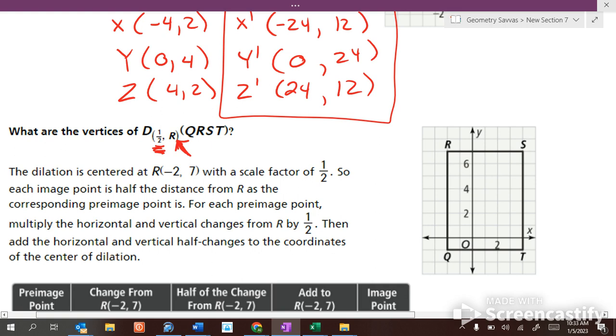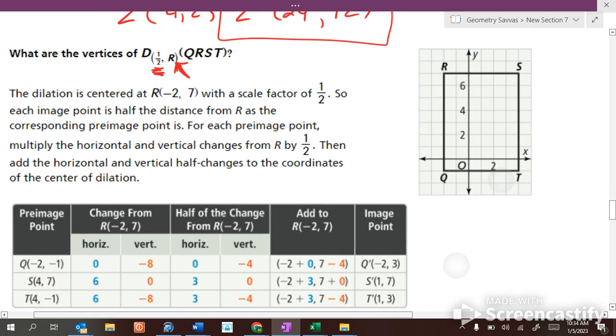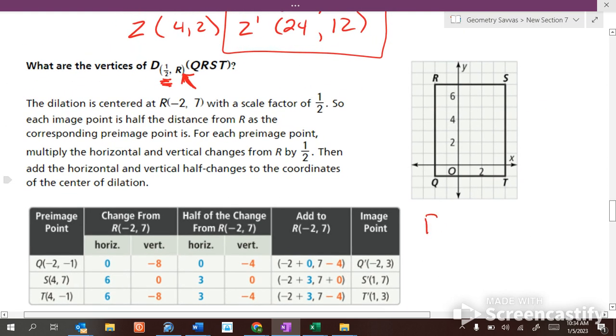It's not going to be from (0, 0). So you just can't take the ordered pairs and multiply them by 1/2. Everything's half as far away from R. So what we do is we start from R. Okay? R is at (-2, 7). So R prime will be at (-2, 7). It doesn't change because that's where we're dilating from. So it stays the same.